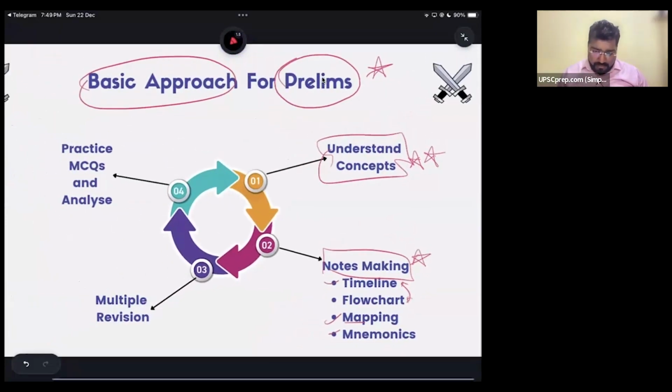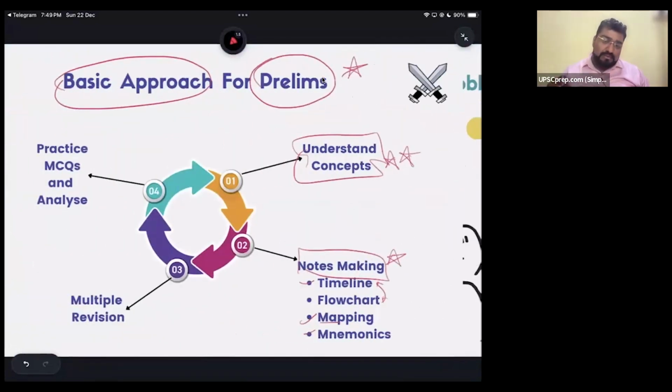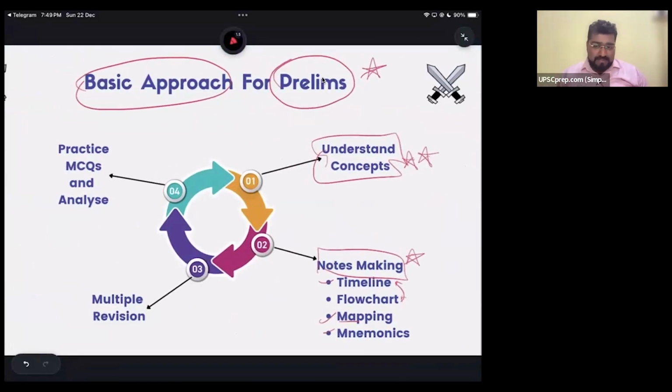Now, with respect to notes making, we'll again see in the subsequent slides. No need to worry over there. See, guys, the third thing is, once you are done with all this notes making, the timeline, the mapping, and the mnemonics, and also you have understood the concept by then, the third thing that comes is multiple revisions. Each and every subject in the prelims, I would advise you to revise at least 4 times before the prelims.